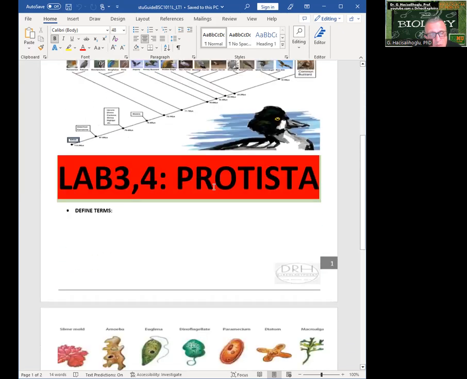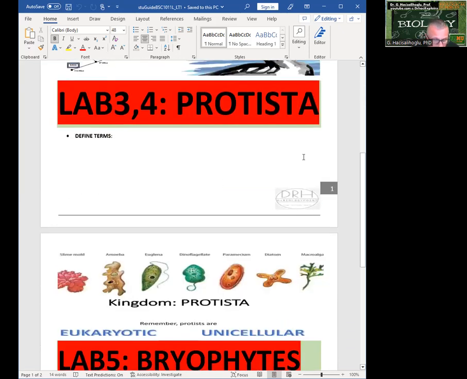Lab 3 and 4 are about Protista, which is one of the kingdoms that we cover in 1011. Protists are eukaryotes, mostly unicellular eukaryotes. So we see five supergroups under protists, including excavata, chromalveolata, rhizaria, archaeplastida, and unikonta, right? Five.